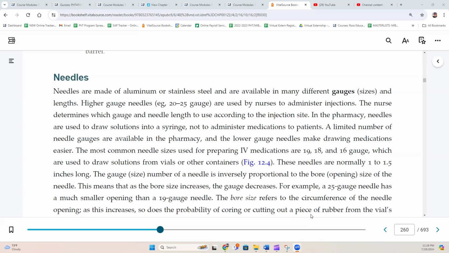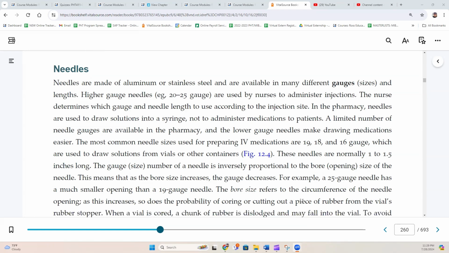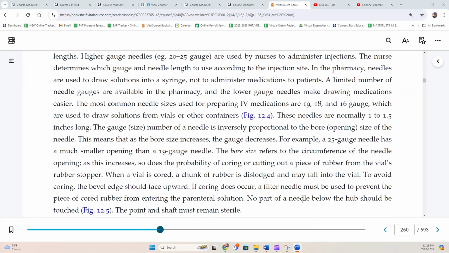A limited number of needle gauges are available in the pharmacy, and the lower gauge needles make drawing medications easier. The most common needle sizes used for preparing IV medications are 19, 18, and 16 gauge, which are used to draw solutions from vials or other containers. These needles are normally 1 to 1.5 inches long. The gauge number of a needle is inversely proportional to the bore, which is the opening size of the needle.